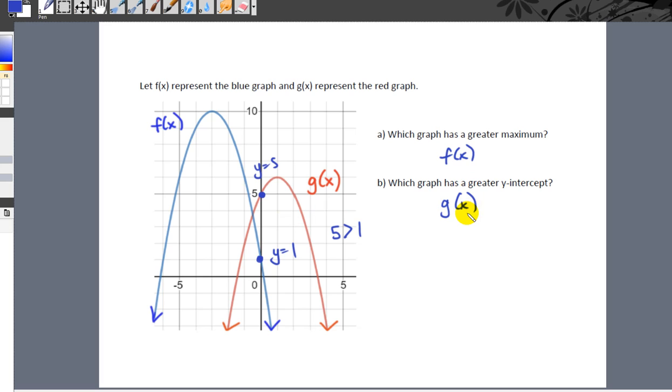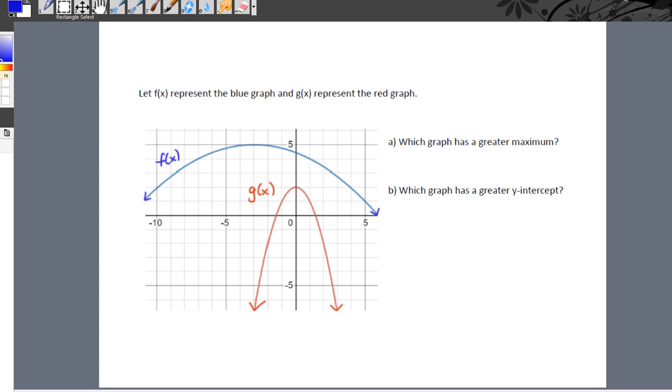All right, let's look at another example. Final example. Let f of x represent the blue graph and g of x represent the red graph. Which graph has a greater maximum? This one has a maximum at y equals 2. This one looks like it has a maximum somewhere there at y equals 5. I know 5 is greater than 2, so f of x is going to have a greater maximum.